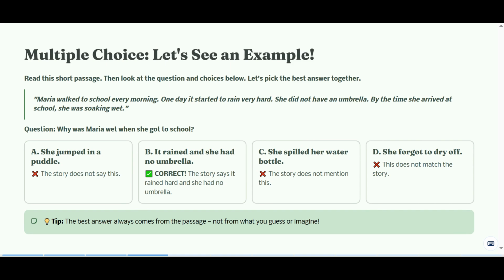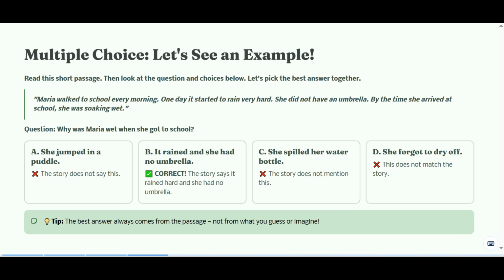Question. Why was Maria wet when she got to school? Is it A, she jumped in a puddle? B, it rained and she had no umbrella? C, she spilled her water bottle? Or D, she forgot to dry off?